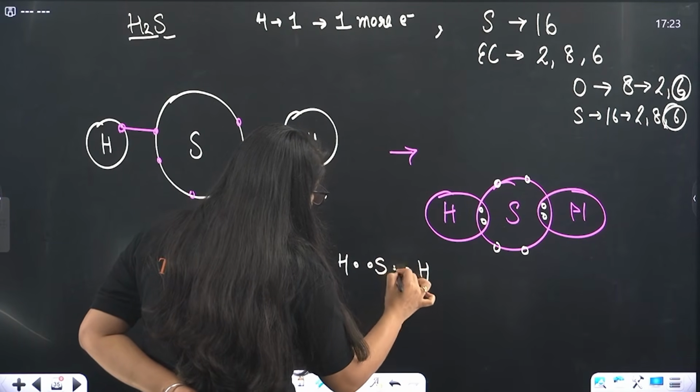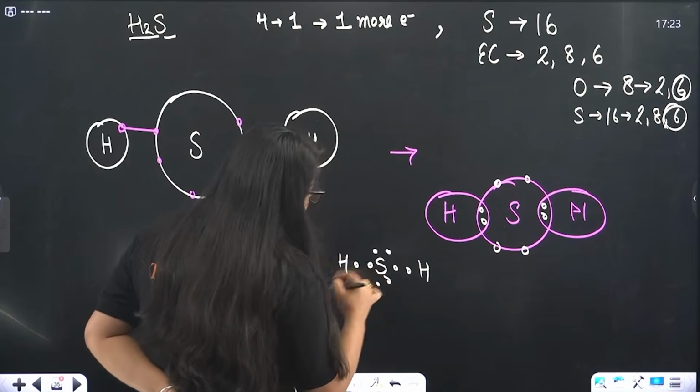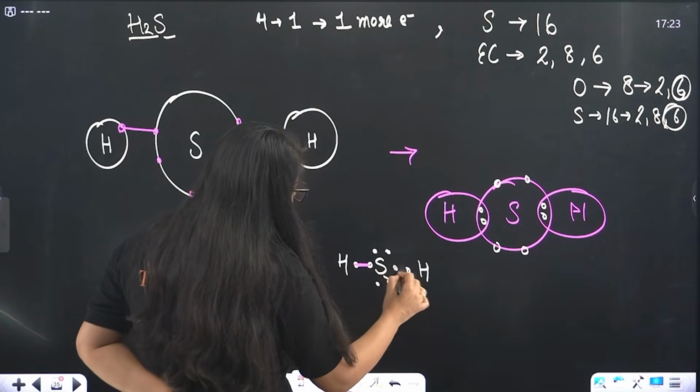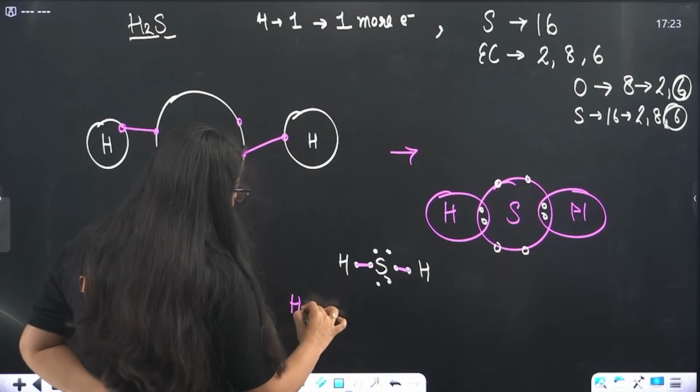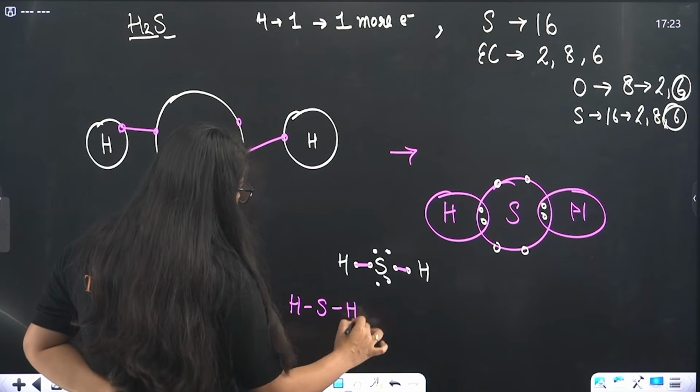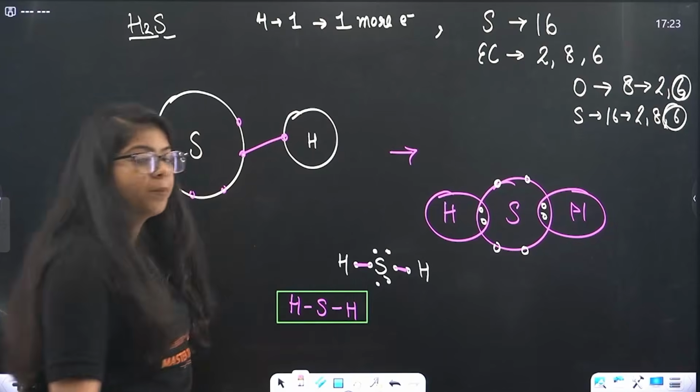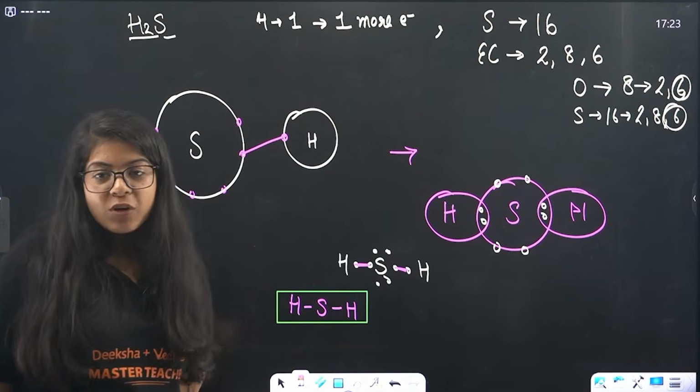Sulfur, 1, 2, 3, 4, 5, 6. So, only one electron from each side is shared. So, they will make 2 single covalent bonds. Done? Understood how we go through it?